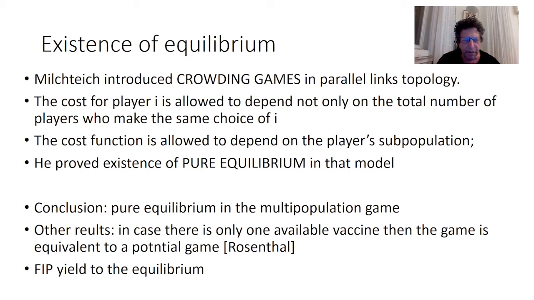Another result is that in the case that there is only one available vaccine in the market, then the game is equivalent to a potential game. This is the type of game introduced by Rosenthal. And there's a way to compute it using a finite algorithm that is called FIP, Finite Improvement Procedure.